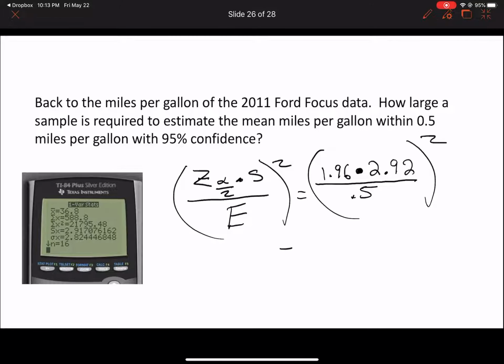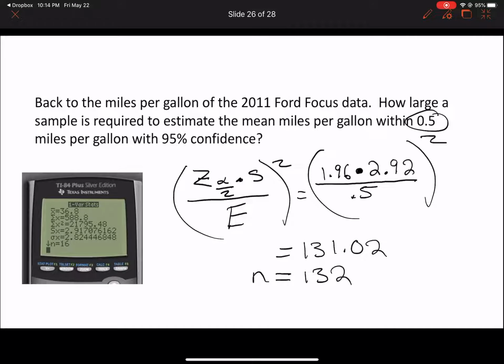Okay, so this gives me 131.02. Once again, I need to round that up. So I need n equals 132. I need to sample 132 Ford Focuses in order to have a 95% confidence level with plus or minus 0.5. So my margin of error would be 0.5 miles per gallon.